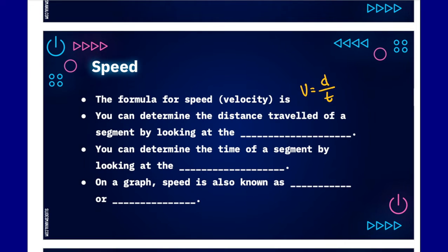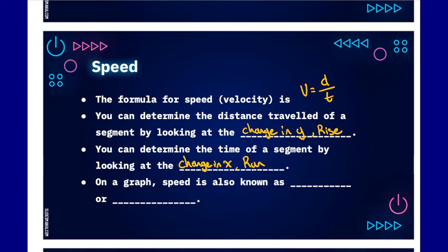Right? And we can determine the distance traveled of a segment by looking at it could be a couple things. It could be the change in y, right? You might also say the rise of the graph. And we can determine the time of a segment by looking at the change in x or the run of a segment. So how far horizontally do we move?